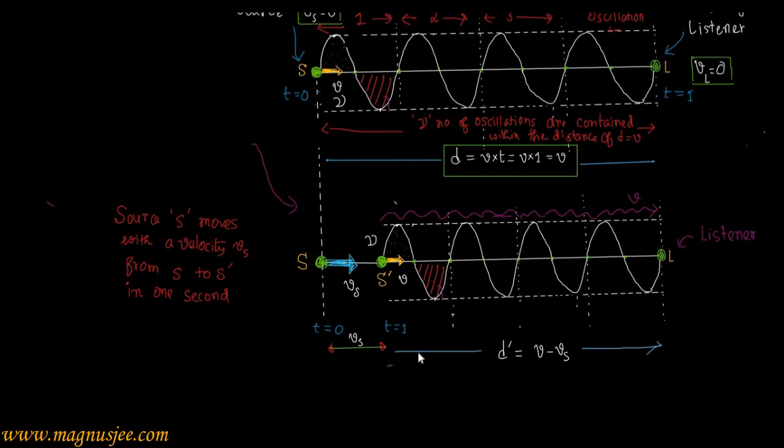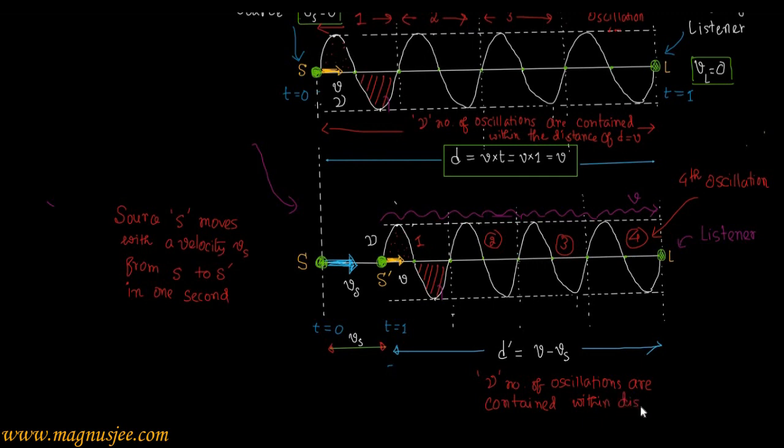We can denote different oscillations. This is the first oscillation, second oscillation, third oscillation, and the fourth oscillation. There are 4 oscillations within that distance. That's why the frequency of the sound wave nu will be 4 Hz, which remains constant as before. Here nu number of oscillations or nu number of waves are contained within the distance d prime equal to v minus vs in the interval of time 1 second.